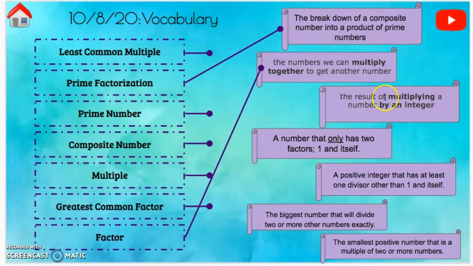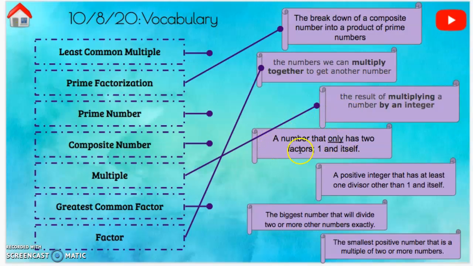All right, the result of multiplying a number by an integer. So if we multiply a number by an integer, meaning another number, for example, if we have 3 and we multiply that by 1, that's 3. If we have 3 and we multiply it by 2, that's 6. If we have 3 and then we multiply it by 3, that's 9. What are we finding? Multiples. So we're going to take that and drag it to that scroll.